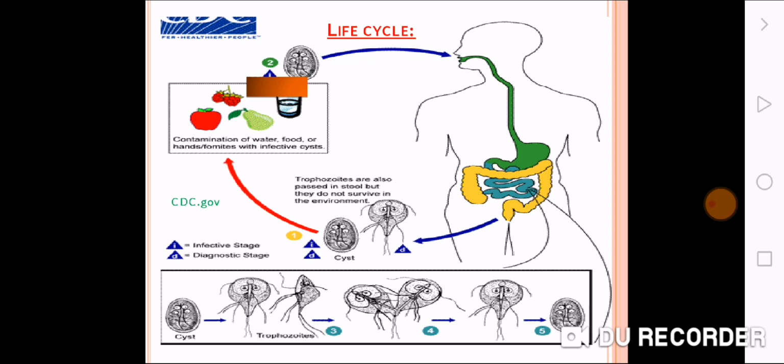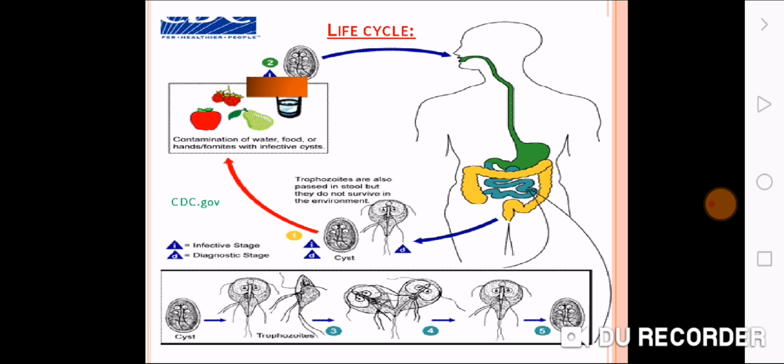So the trophozoites will be released outside as trophozoites, and also as cysts, because many of these trophozoites change to cysts in the colon. So we will repeat: the cyst, when it is ingested by a person, will be changed to trophozoite in the duodenum, and this is called excystation, the release of trophozoites from the cyst.